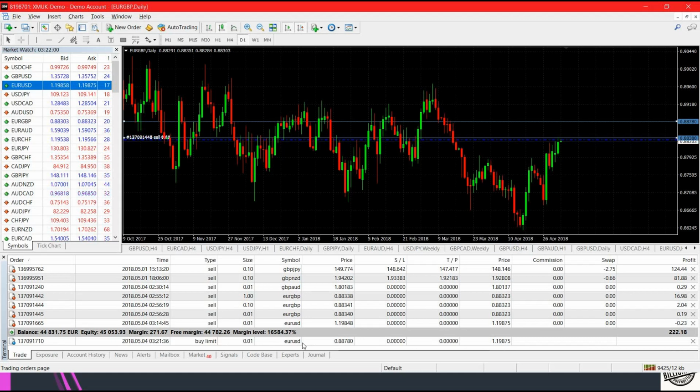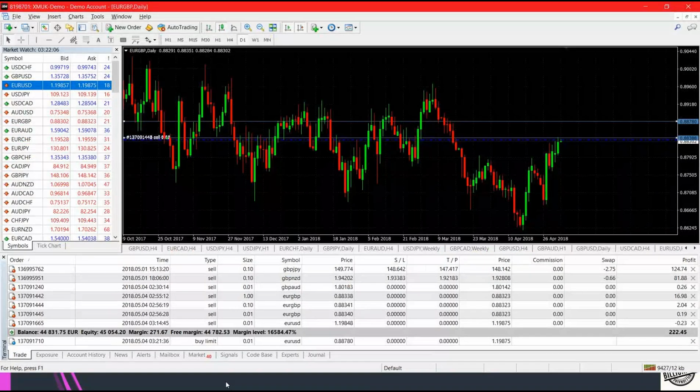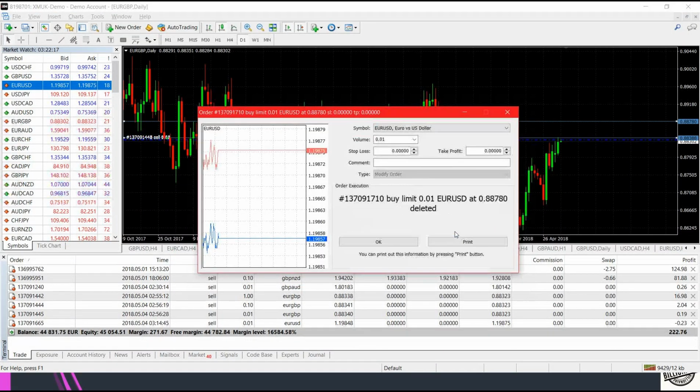Don't buy or sell yet. Just do a pending order. So it's going to keep it at the back. When this market comes to meet that price, it will enter me into the trade. If I change my mind, I can always delete it. Click and delete. So I won't even lose anything.